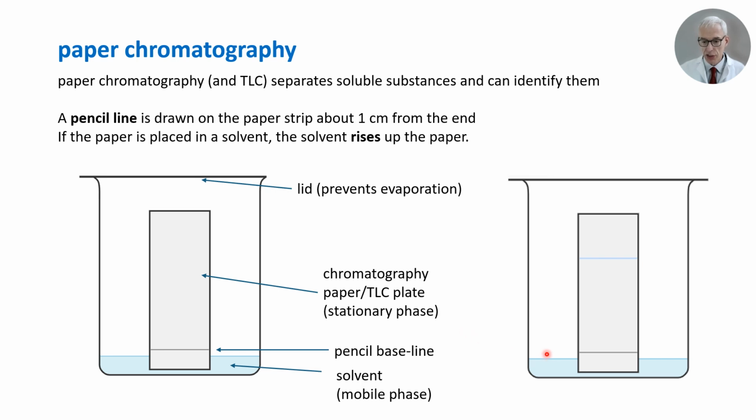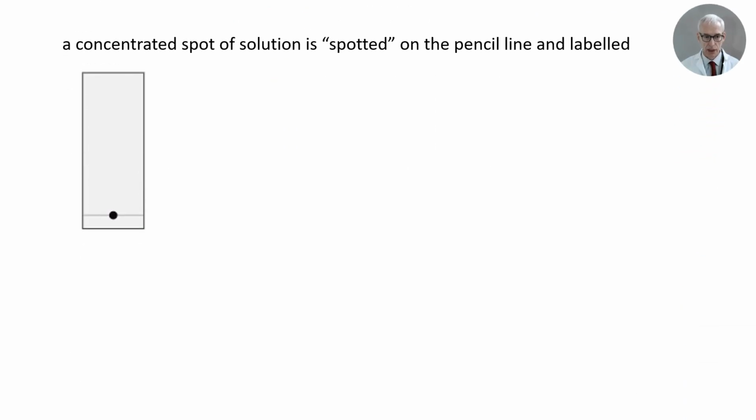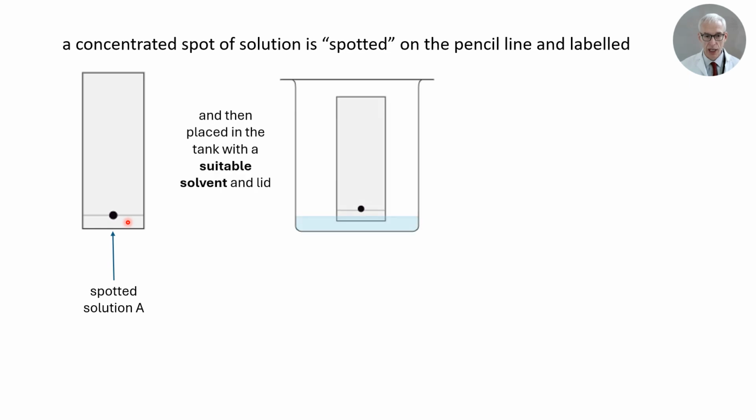Over time, the solvent rises up and forms a solvent front. So to produce a chromatogram, a concentrated spot of solution is spotted on the pencil line by repeatedly spotting on the same spot, and labeled. So here is our concentrated spot on the pencil line. The chromatography paper is then placed in the tank with a suitable solvent and lid.